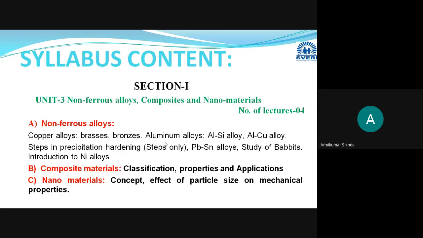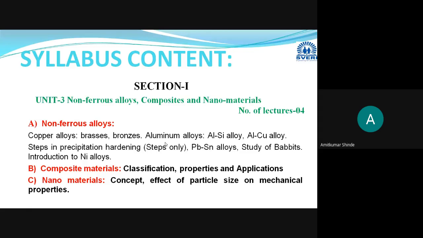That is a very important part as far as your final examination is concerned. One question will compulsorily be there on the steps in precipitation hardening. Then next we are going to discuss some lead and tin alloys, and very few specific alloys: the babbitts and nickel alloys. After these non-ferrous alloys, we are going to deal with composite materials and nanomaterials.